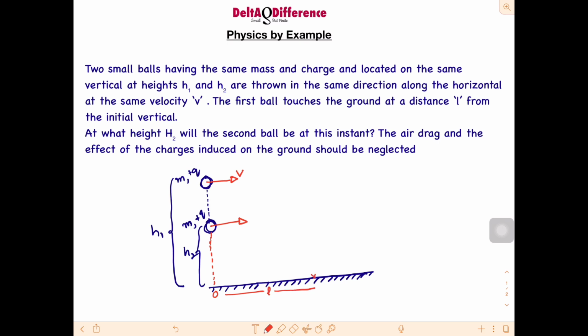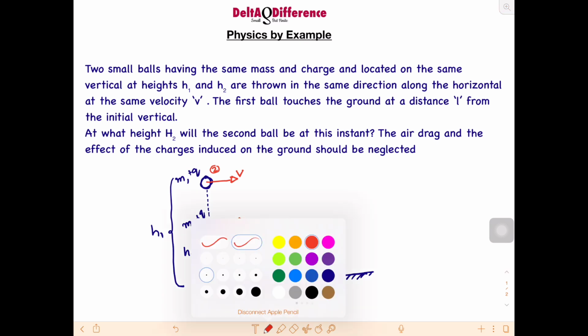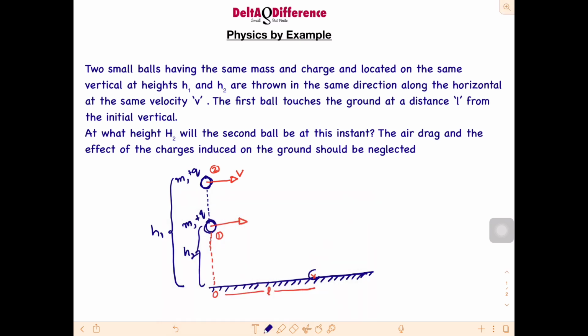One ball touches the ground. Which could be that ball? That ball should be ball 1, not ball 2. So when this ball touches the ground here, where is the second ball? That's the question. We know very well, if one body like this is projected under gravity in a horizontal direction, it just follows a parabolic path and falls on the ground.